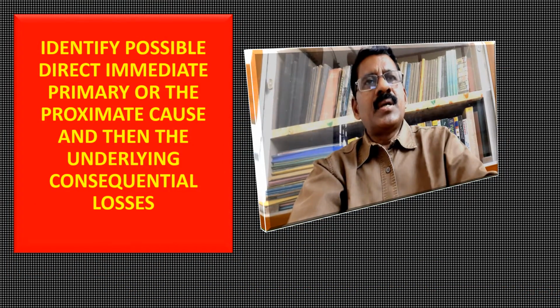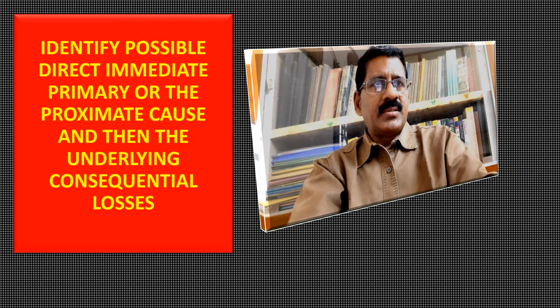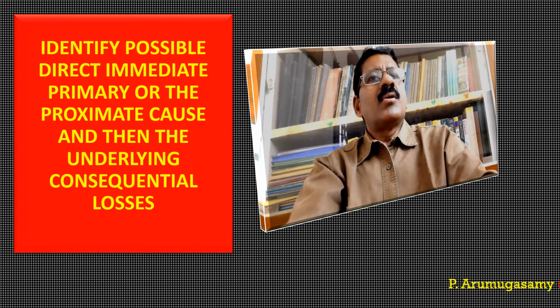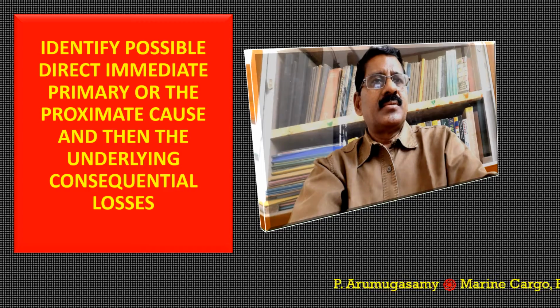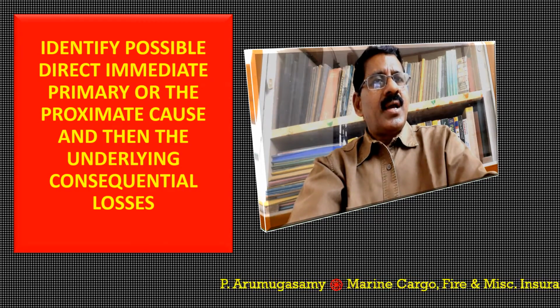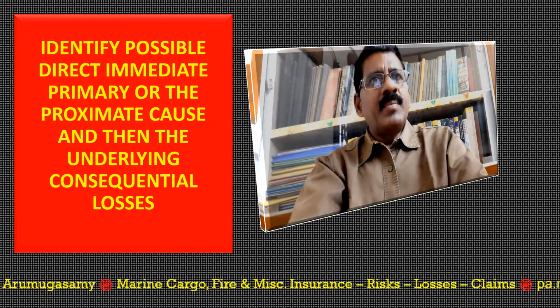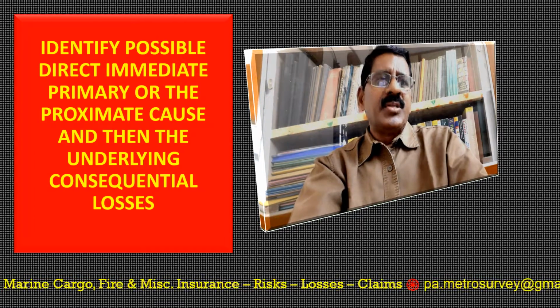In the example I cited, only in the case of property loss, fire was the direct and immediate cause. The other losses were consequences of the property loss. That is, had there been no fire, there would have been no damage to the building and machinery property.